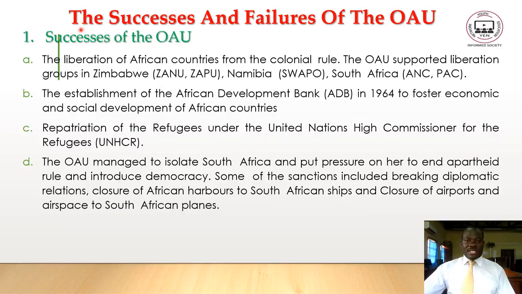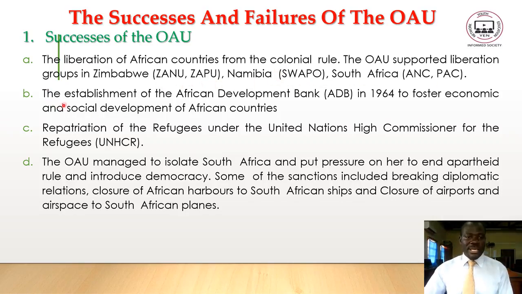But now let us look at the successes. What were the successes and failures of the Organization of African Unity? Let's start with the successes. Number one, liberation of African countries from colonial rule. That is, the OAU supported liberation groups in Zimbabwe, the ZANU and ZAPU, and also in Namibia, the SWAPO, and in South Africa, the ANC and PAC. So they supported nationalist movements in different countries.